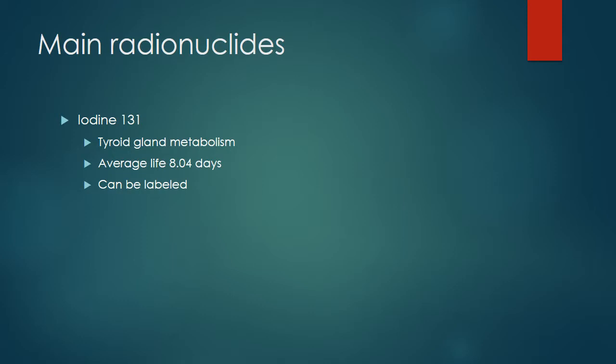Iodine-131 is another halogen which has been used in medicine due to its favorable characteristics to study thyroid gland metabolism. It has an average life of 8.04 days. A lot of molecules can be labeled, organic and inorganic, such as antibodies and peptides, by a stable substitution of one atom of iodine-131 or iodine-125.